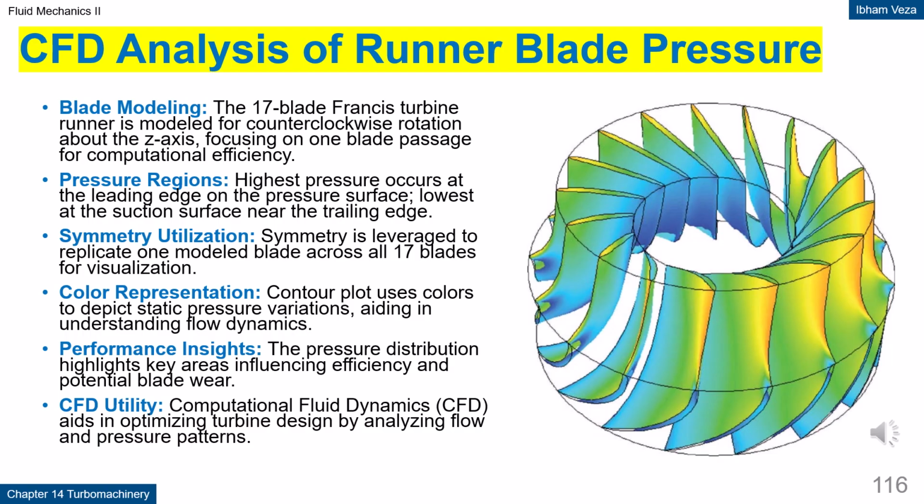The highest pressure appears at the leading edge on the pressure side, while the lowest pressure is on the suction side near the trailing edge. The color contour map helps visualize static pressure variations along the blade surface. This information is important to identify areas prone to cavitation or wear. With this approach, blade design can be optimized before physical manufacturing.